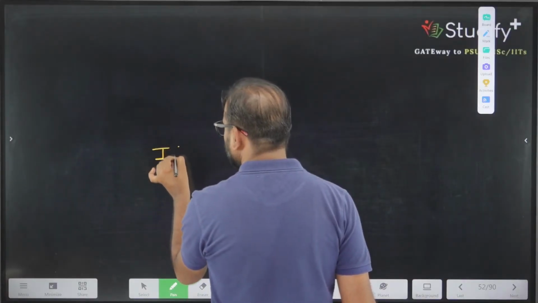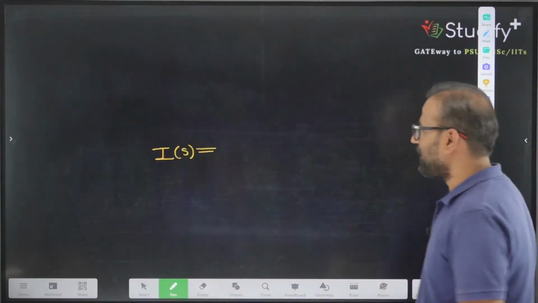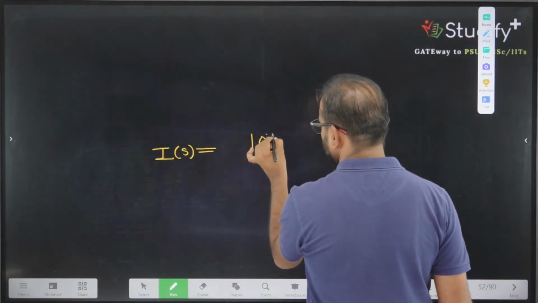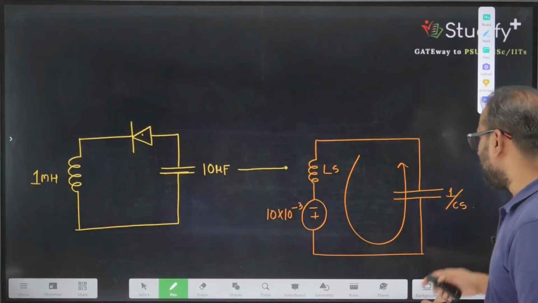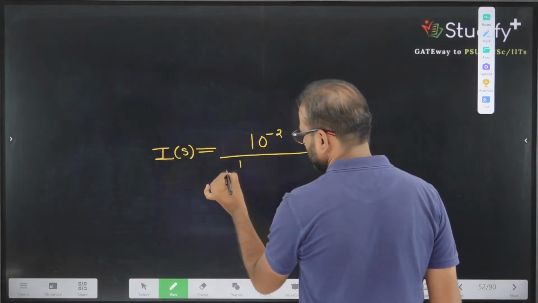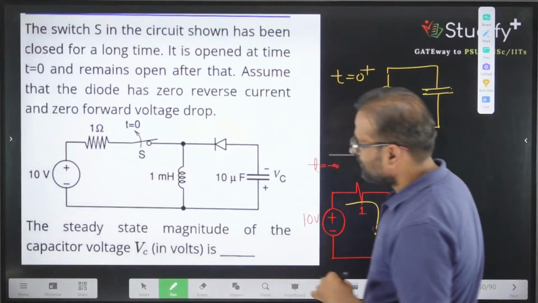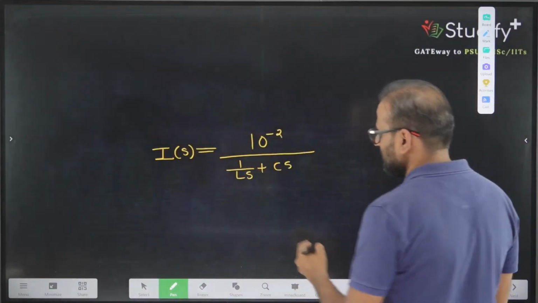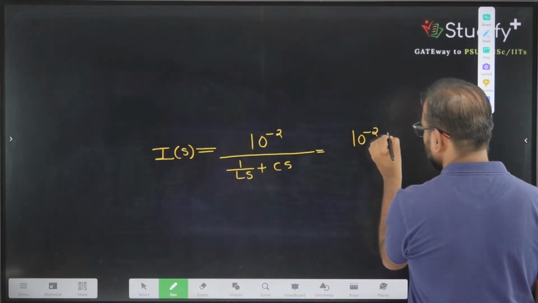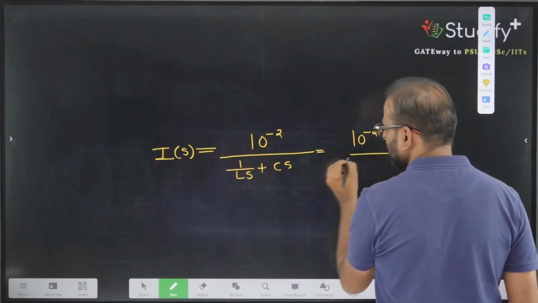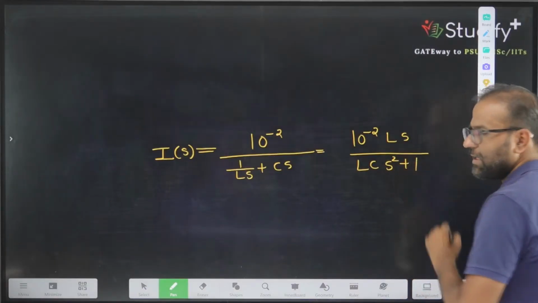So I of S can be written as the applied voltage. What is the applied voltage? 10 raised to the power minus 2 divided by Ls plus 1 by Cs. So you can say this value is 10 raised to the power minus 2 L into S divided by LCS square plus 1.